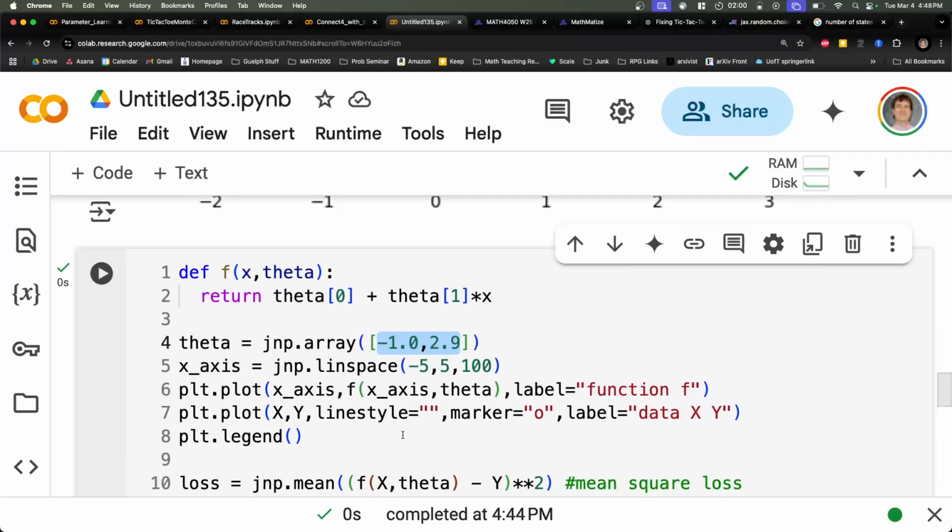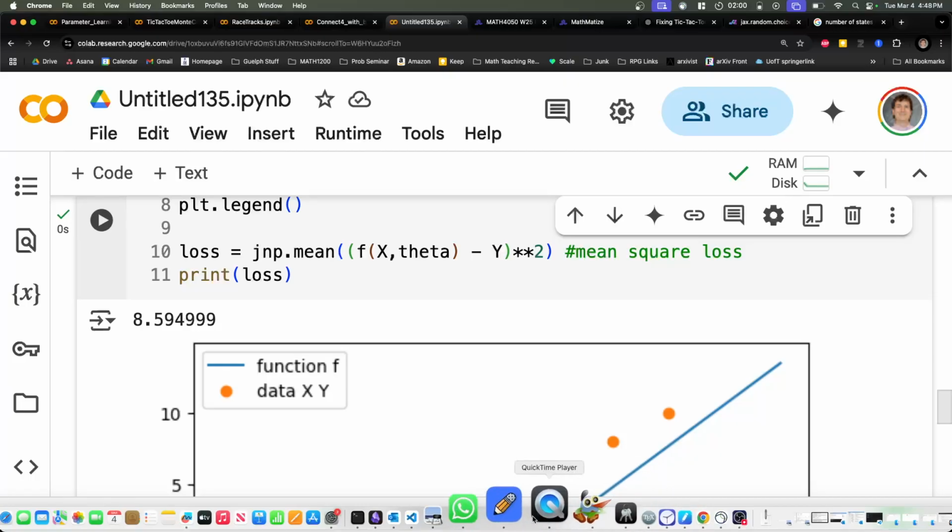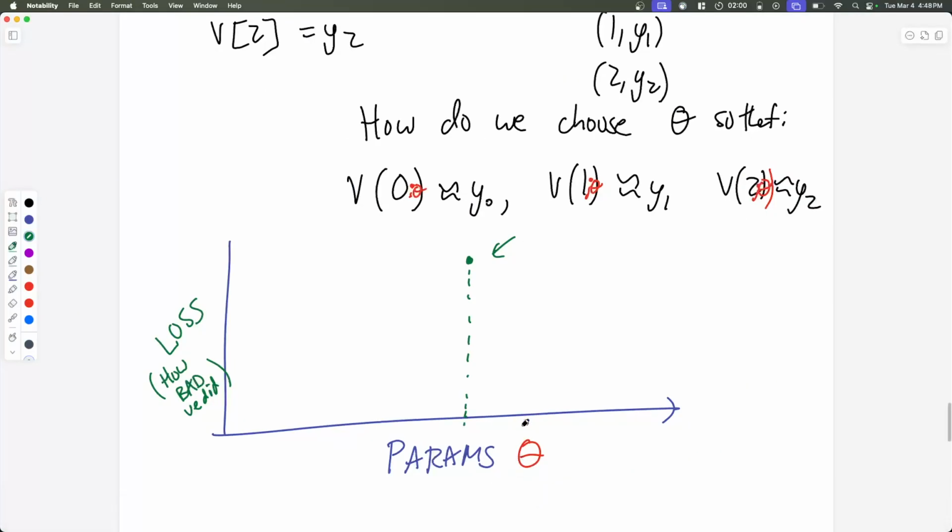Minus 1.0 and 2.9, the loss was 8.59. So when you are at this point, e.g. at negative 1.0, when theta equals negative 1.0, 2.9, the loss was 8.5, or whatever it was. At every value of the parameters, we can calculate the loss, and we could just guess and check. We could try parameters a little bit higher, a little bit lower, and plug them in and see if it's better or worse. We could plug in a bunch of values. That's the kind of thing we can do.